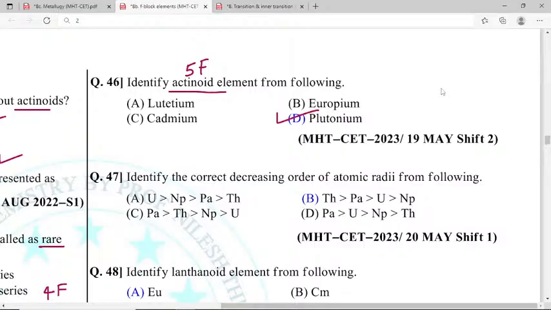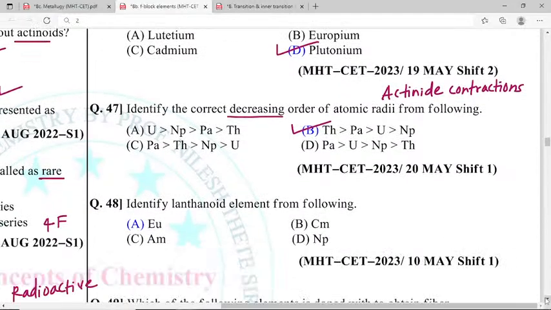Identify the correct decreasing order. Again, this is thorium, protactinium, uranium, neptunium. Actinoid contraction. Due to actinoid contraction, atomic size decreases from left to right.